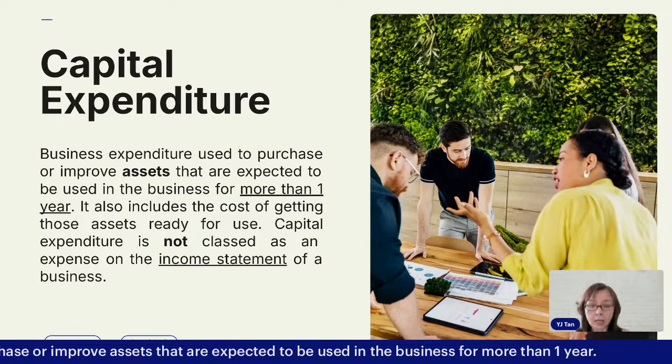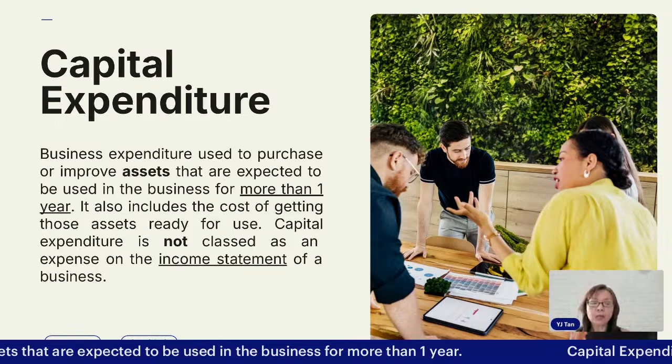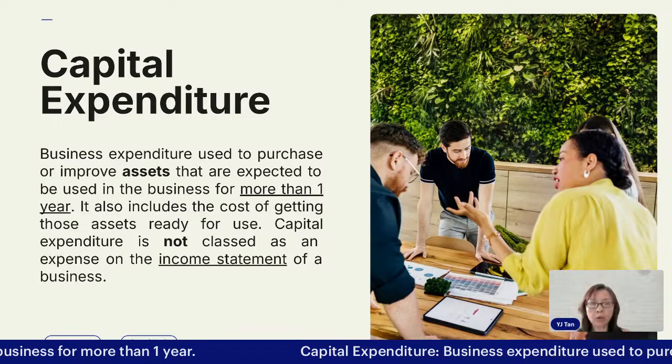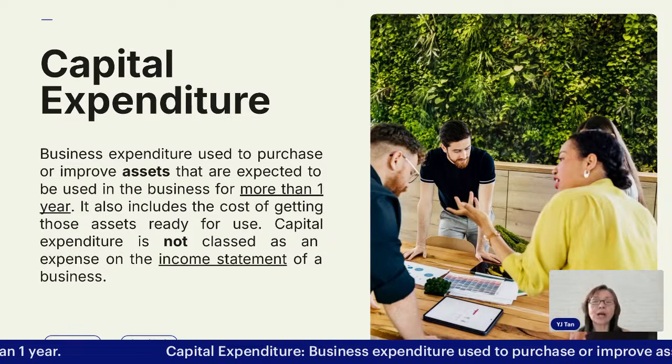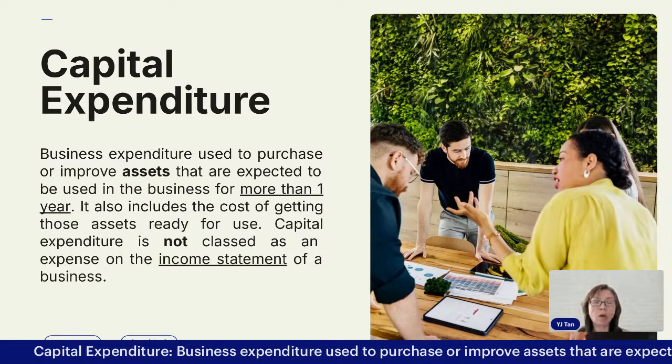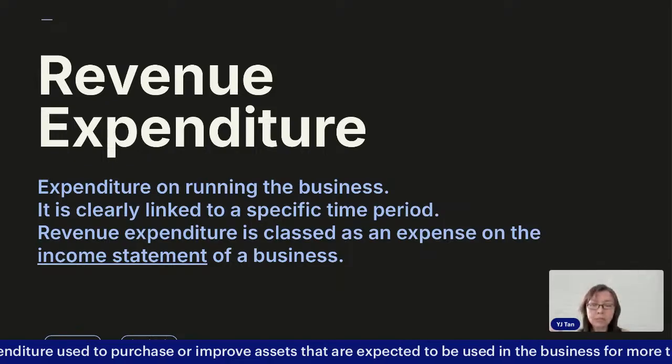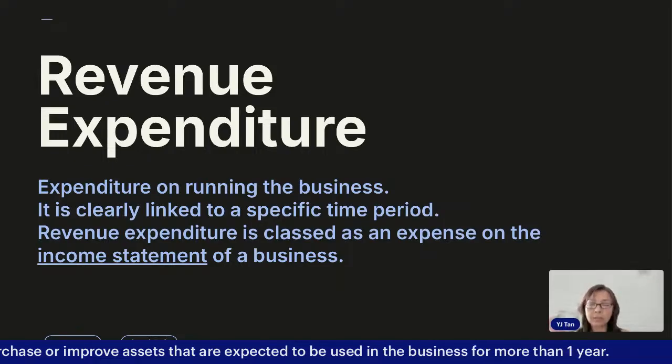So there are some differences you can judge based on how you purchase the thing, and whether it will last for very long, more than a year. If not, then it will be under the other one. What is the other one? Let's have a look. The other one is revenue expenditure.